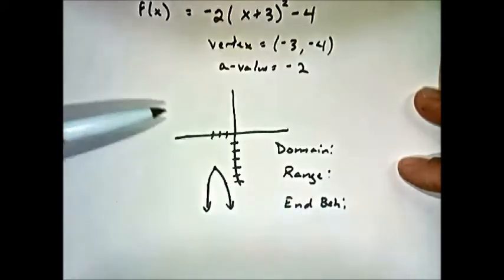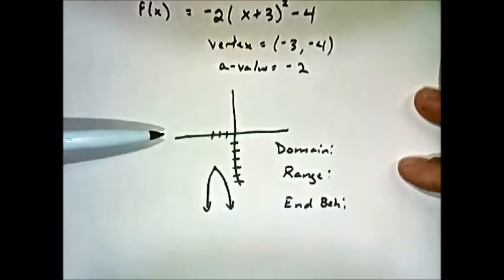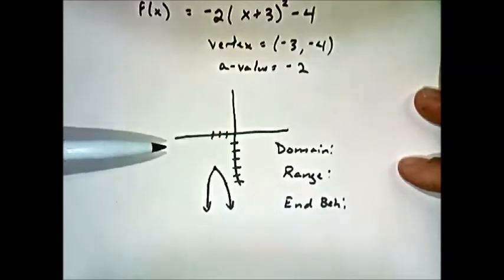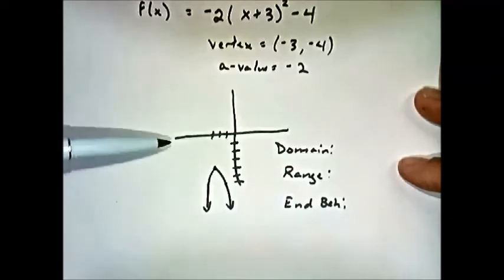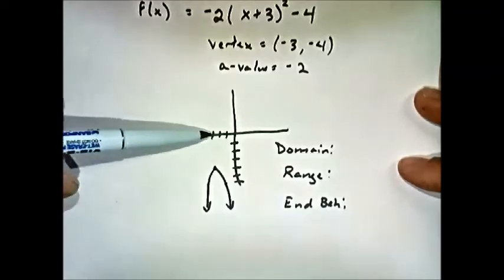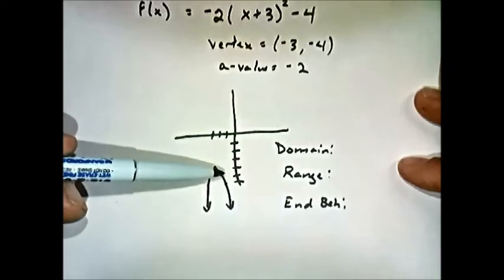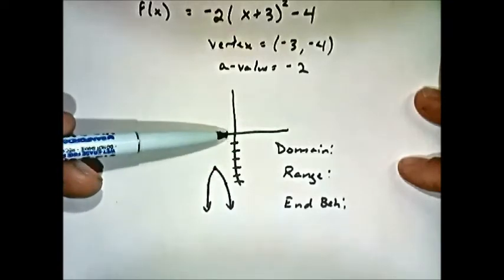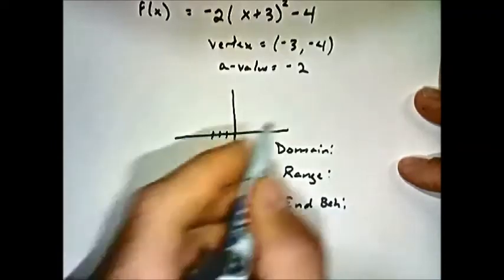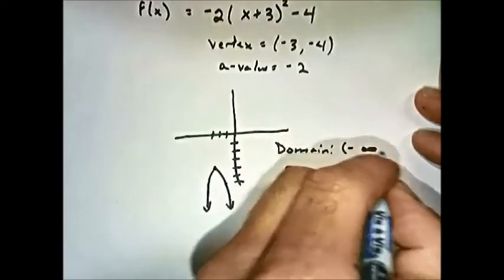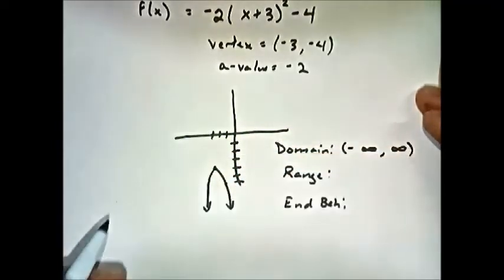My domain, again, we can start at negative infinity on the x-axis and go down this time, and will eventually touch this graph. As I work my way across the x-axis, I'll always be able to go down and touch this graph at any x point. So my domain is negative infinity to infinity.